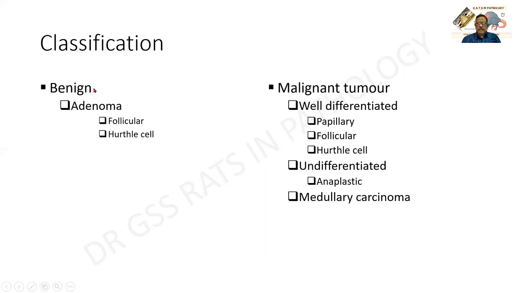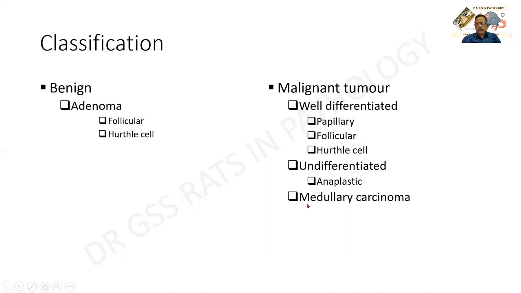The thyroid tumors can be divided into benign tumors and malignant tumors, and benign is an adenoma. There is only a follicular adenoma. Hürthle cell is a variant of follicular adenoma. Malignant, on the counterpart, you find that there can be a papillary carcinoma, follicular carcinoma, Hürthle cell carcinoma. All of these can be well differentiated. Well differentiated means resembling the cell of origin. Undifferentiated means not resembling. Under that we will be having anaplastic.